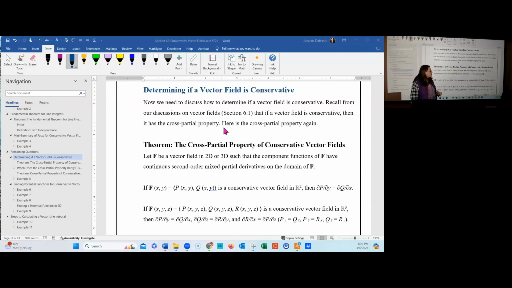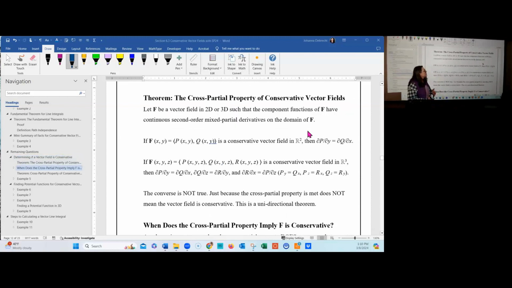Let's go ahead and review what the cross-partial property of a conservative vector field says. First, we allow F to be a vector field in either 2 or 3 dimensions, such that the components of the vector field have continuous second-order mixed partial derivatives on the domain of the vector field. If we let our vector field be P, Q in R2, then the cross-partial property tells us that the partial of P with respect to Y is equal to the partial of Q with respect to X. P is the first component in the I hat position, and Q is the component in the second place in the J hat position. So we're taking the cross partials, the partial of P with respect to Y and the partial of Q with respect to X. If it is conservative, then those are equal.